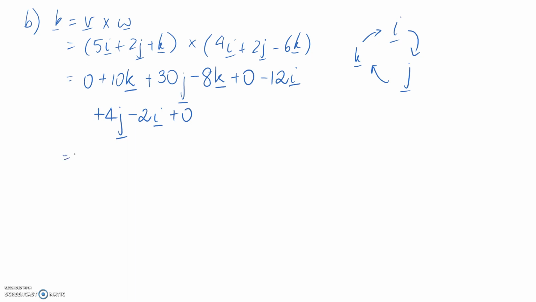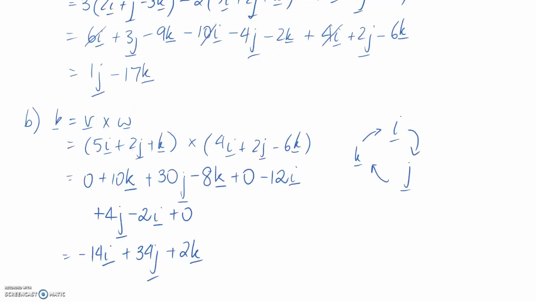Alright, so now we can put the i, j and k components together. So start with i. We've got negative 12 minus 2, so that's going to be negative 14 overall. For the j's, we've got 30 and then plus 4, so that's positive 34. And then for the k's, we've got 10 minus 8, so that's going to be plus 2 overall. So that there is our answer to part B.